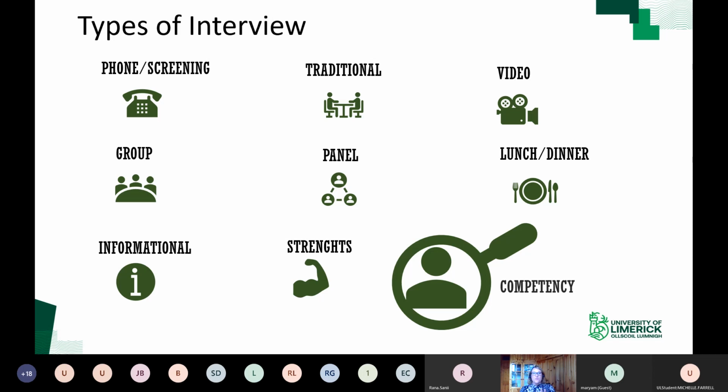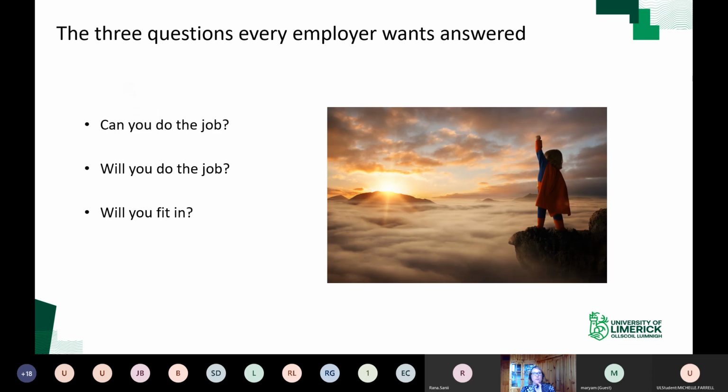Okay, so they're the types of interviews, both, as I said, the format and the content, and we're going to go into a little bit more detail now on those. But before you think about how you answer questions within an interview scenario, it is worth taking a bird's eye view and thinking about what it is that an employer wants to know.